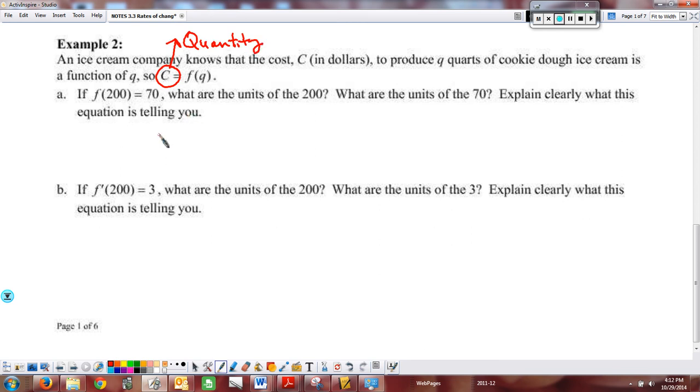All right, so we're looking at our f of 200. We're given f of 200 is 70, and we're asking, what are the units of 200? Well, recognize that 200, when you're looking at this, is this portion of the formula. It is the quarts of cookie dough. So we have 200 quarts of cookie dough.